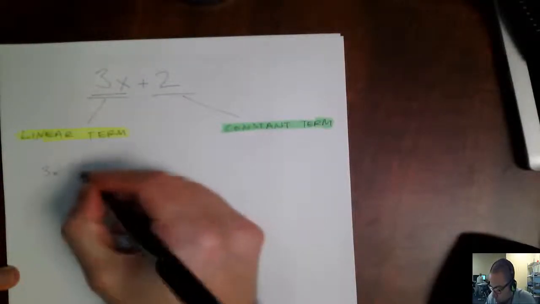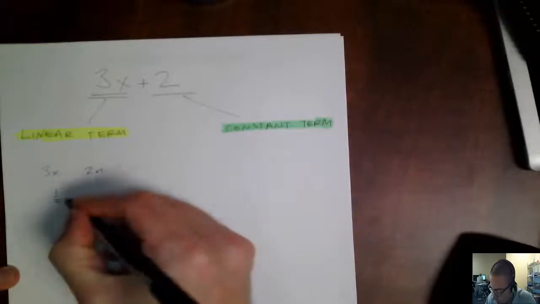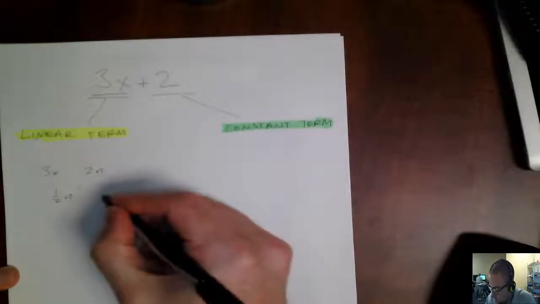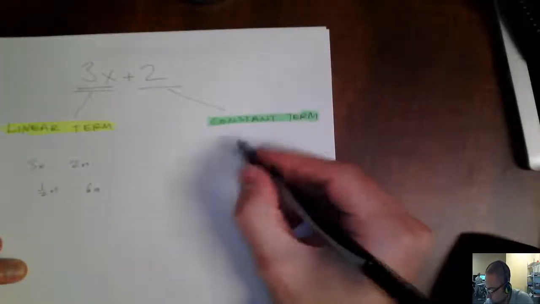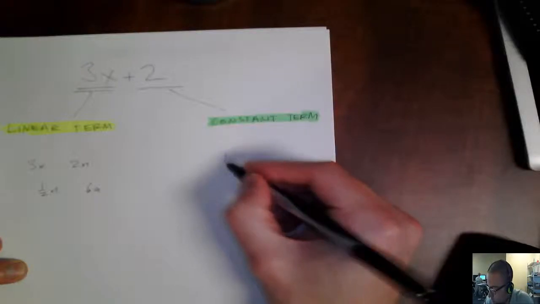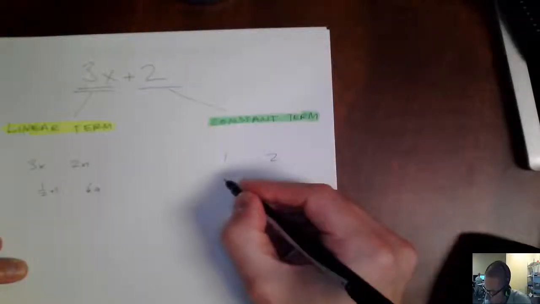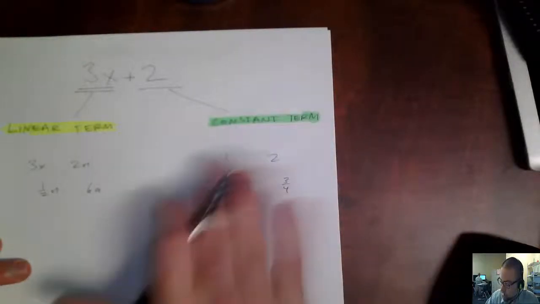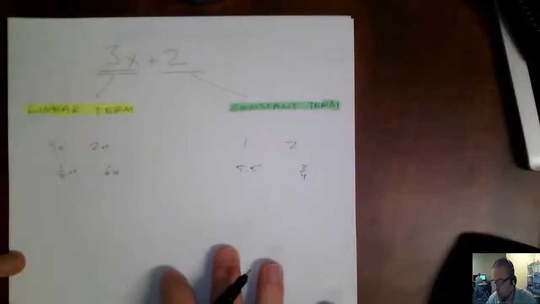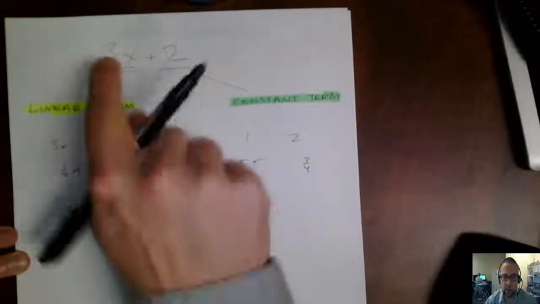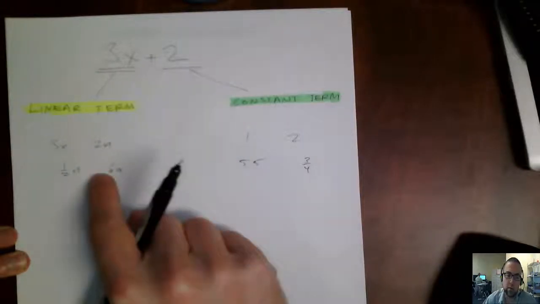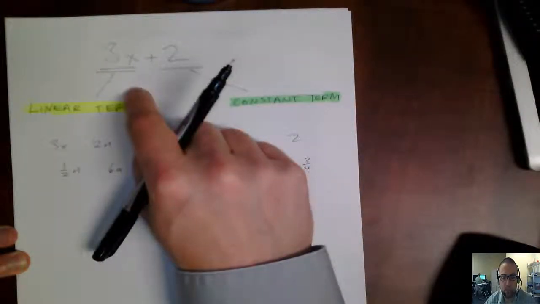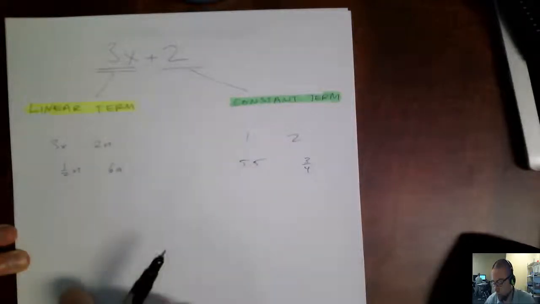So linear terms could be 3x or 2n or 1/2 n or 6a. These are all linear terms. Constant terms are just single numbers. So you could have 1, or in this case 2, or 5.5, or 3/4. If it's a number by itself with no variable attached, it's a constant term. So how do these terms affect the values that will come out, and how do they affect the graph that will be made from this function?